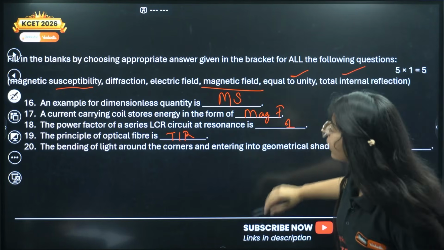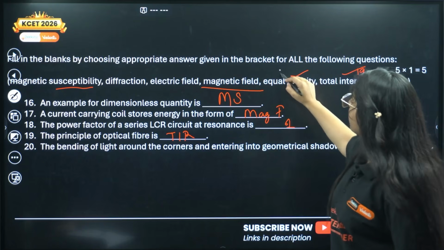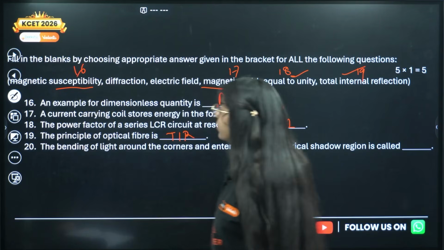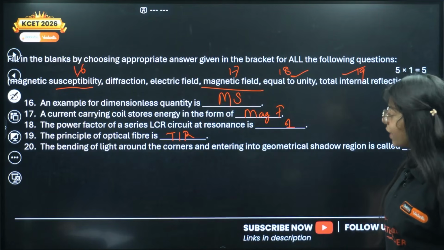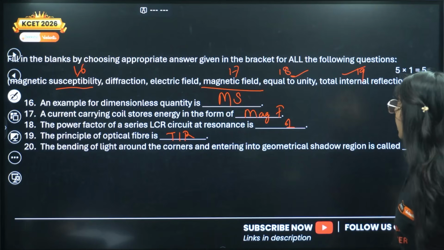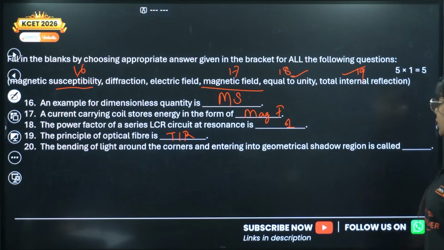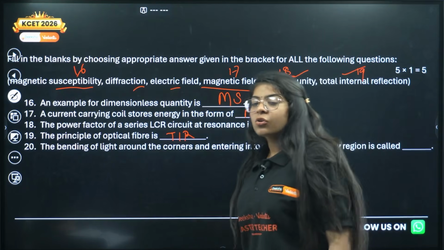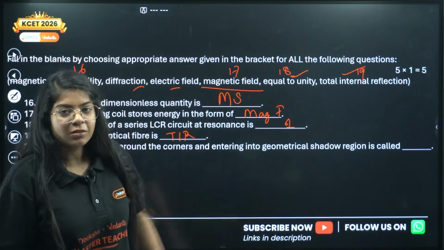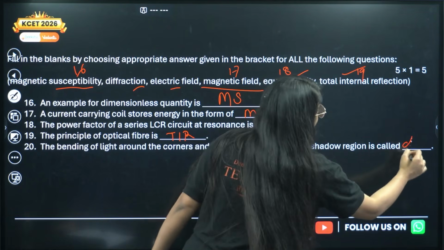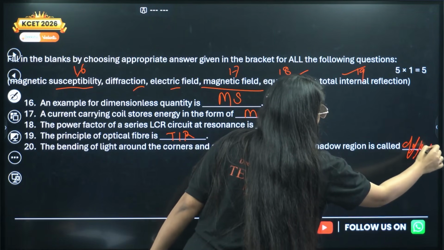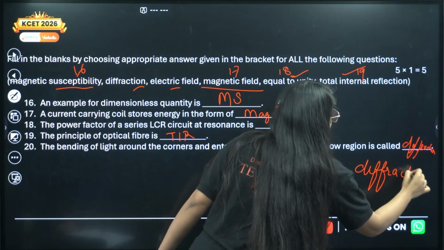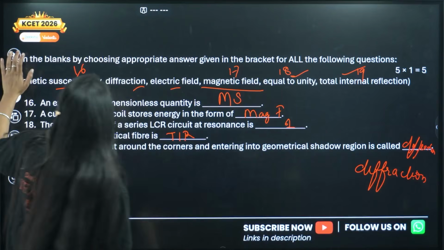This is given. Okay, I'll write the numbers. This is 19th, 18th, this is 17th, and this one is 16th. For 20th, the bending of light around the corners and entering into the geometrical shadow region is called. See, what is left? Electric field and diffraction. So obviously electric field is not the answer to this question. So this is definitely diffraction. Sorry for my writing. Okay, moving on to the next question.